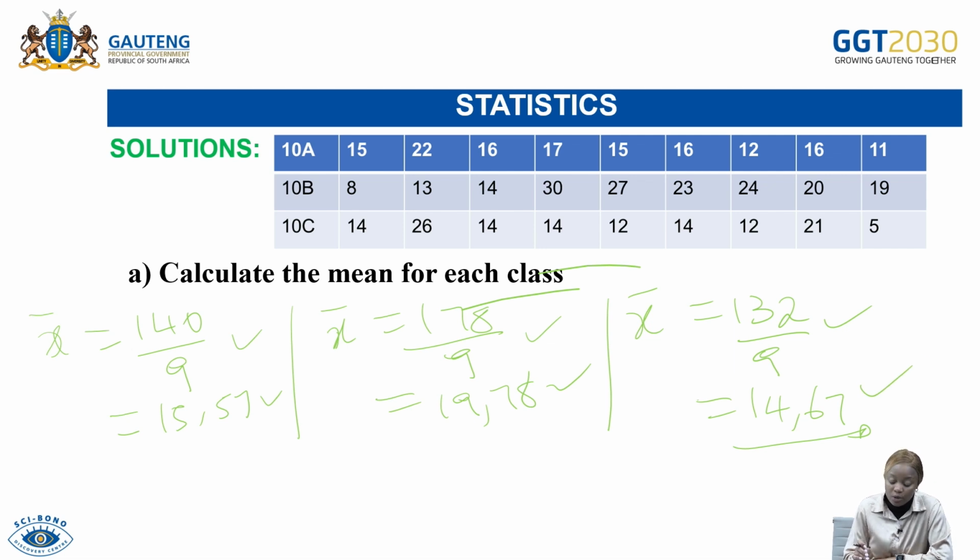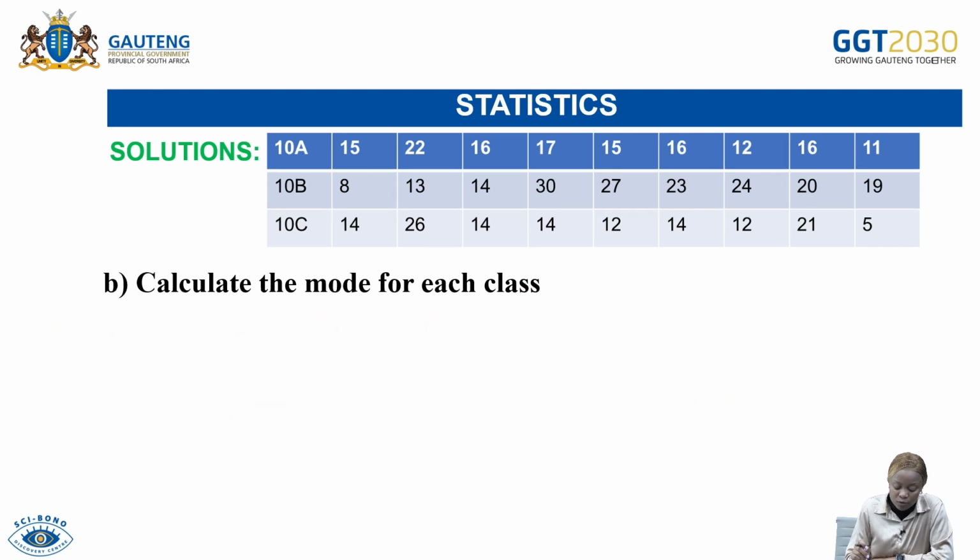Okay, so that was letter A, whereby you are supposed to calculate the mean. So let's move to letter B, whereby now you need to find the mode. Mode, you just look at your data set and find the mode. You don't have to calculate. So the mode for 10A, you go back to your class 10A, and then you check.